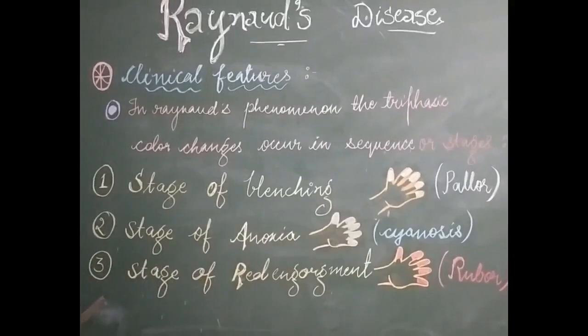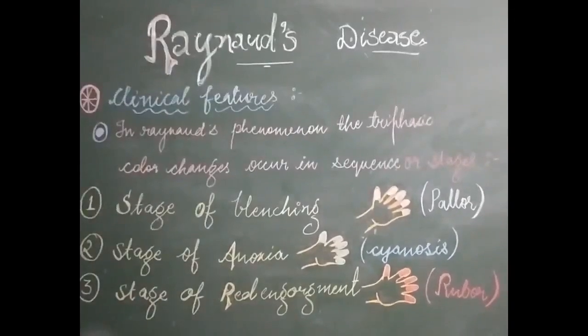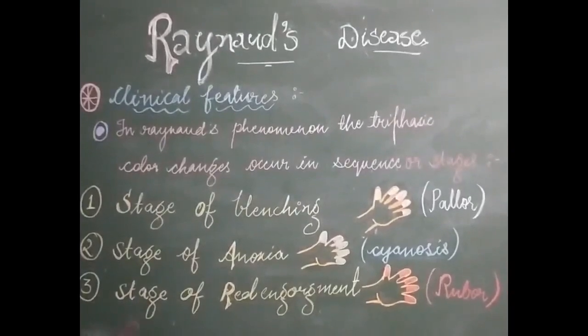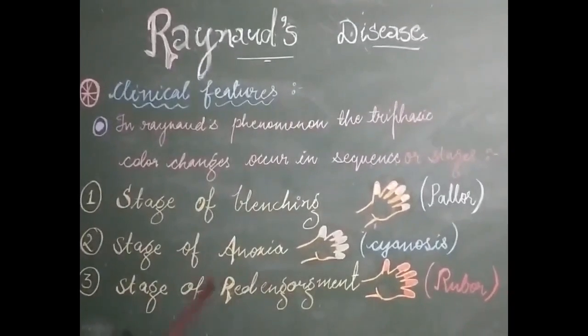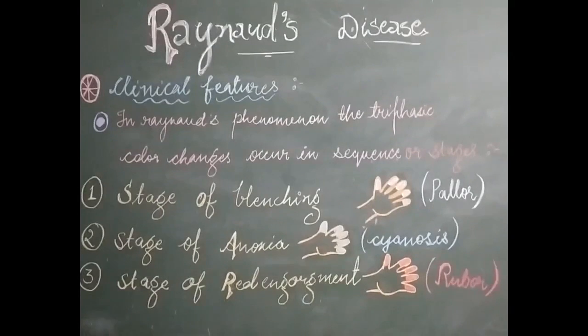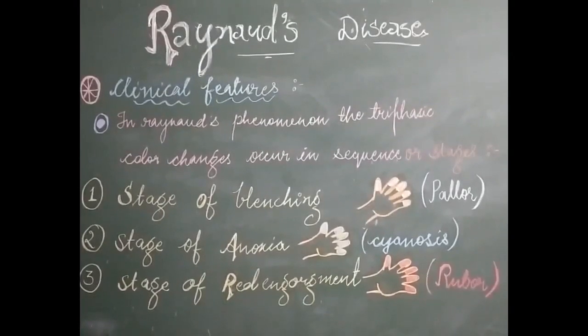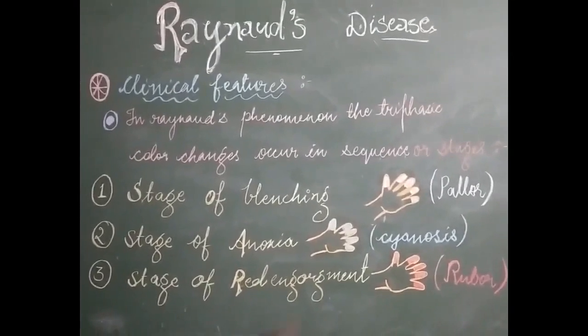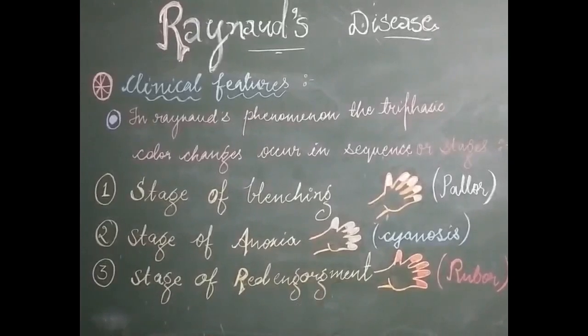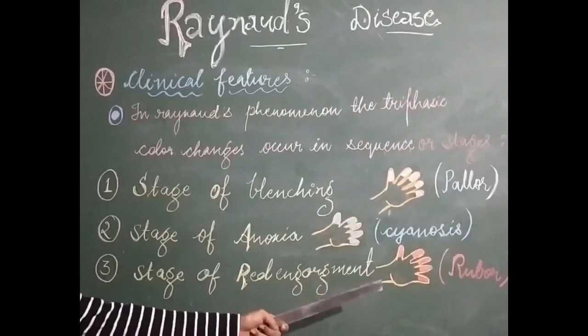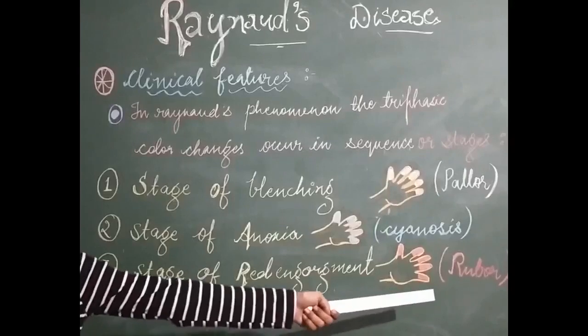Next, the third stage. Now the third stage is the stage of red engorgement. In this stage, when the spasm gets fully relaxed and the blood supply gets normal in the fingers or the digital arteries, the hands or the fingers become reddish in color, that is rubor.